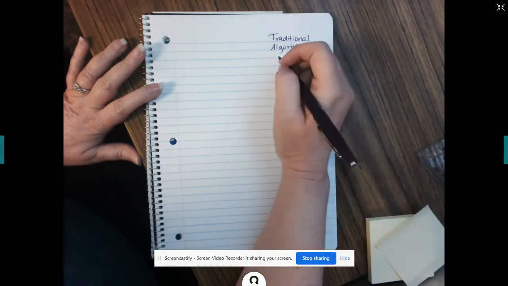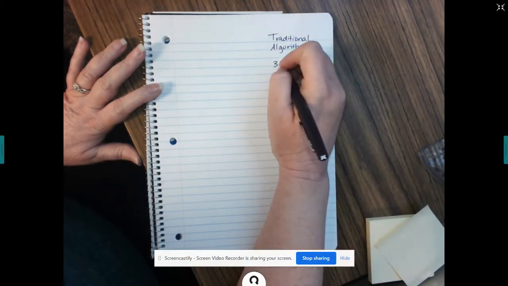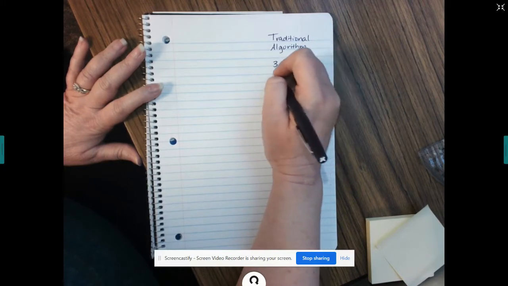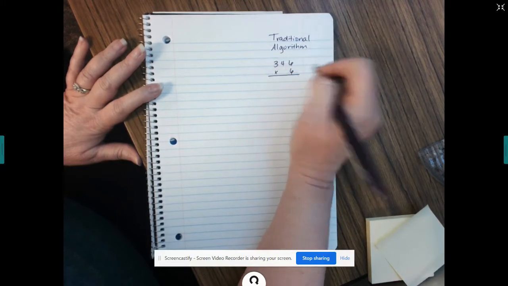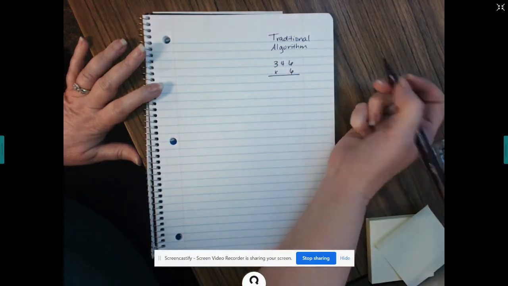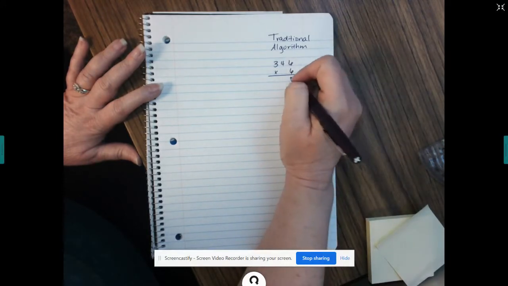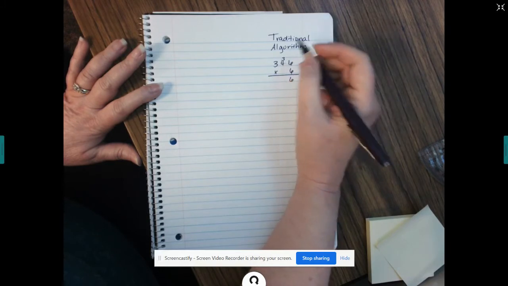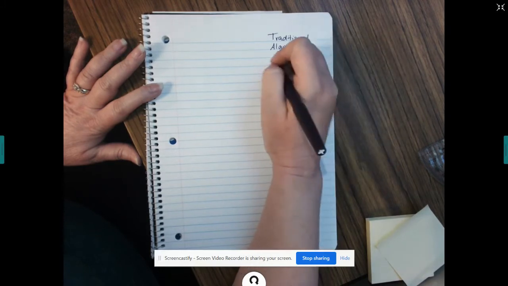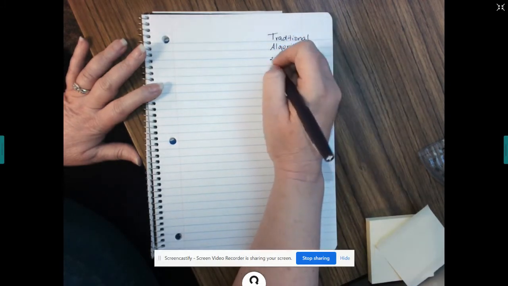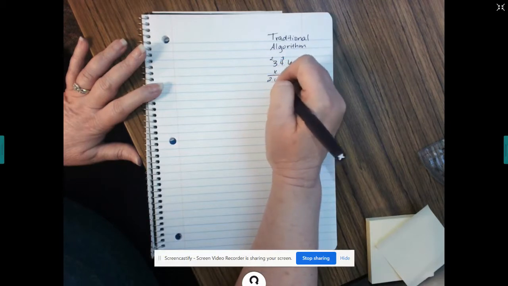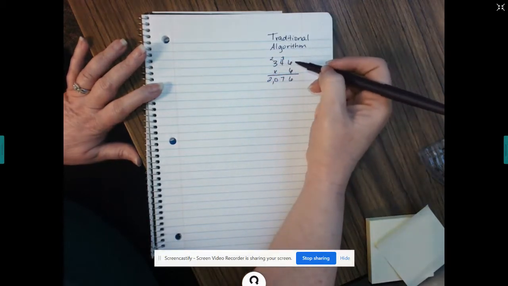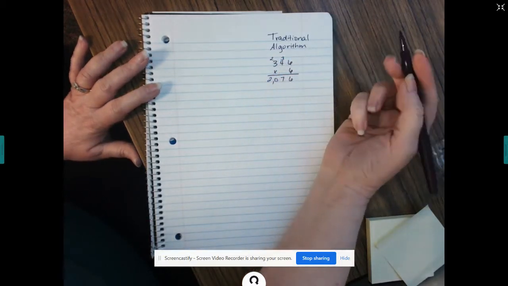Now you and I were taught in school the traditional algorithm, and so this is the way that we are most comfortable with. We know that 6 times 6 is 36, so we put the 3 up there. 6 times 4 is 24, plus 3 is 27. 6 times 3 is 18, plus 2 is 20. So my product of 346 times 6 is 2076.